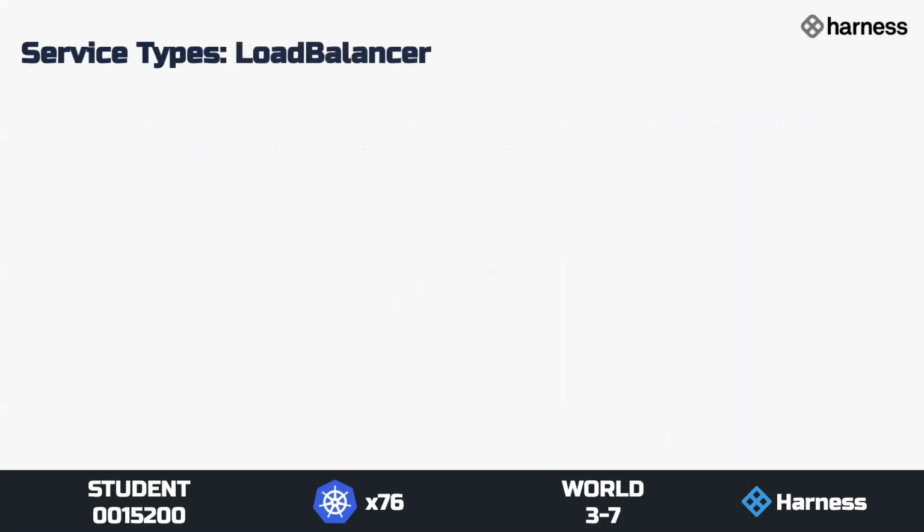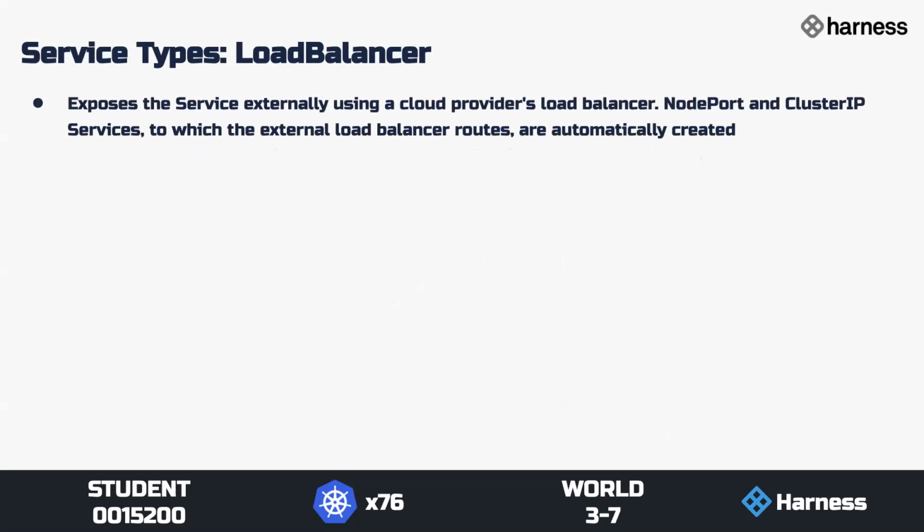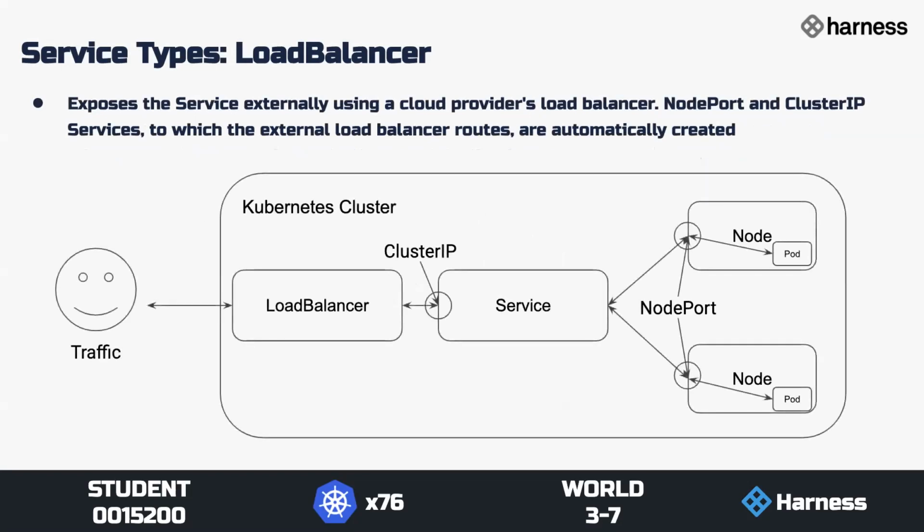Then you have load balancer. This is the most common type of service if you wanted to interact with external traffic. There are a couple other ways to do that, but load balancer is one of the most common ways to set this up. The load balancer will actually create a cluster IP on the service that interacts with external traffic, and then will also create a node port to talk to as well.